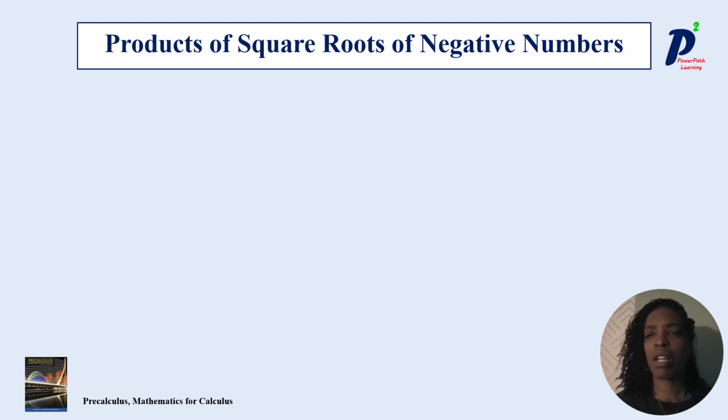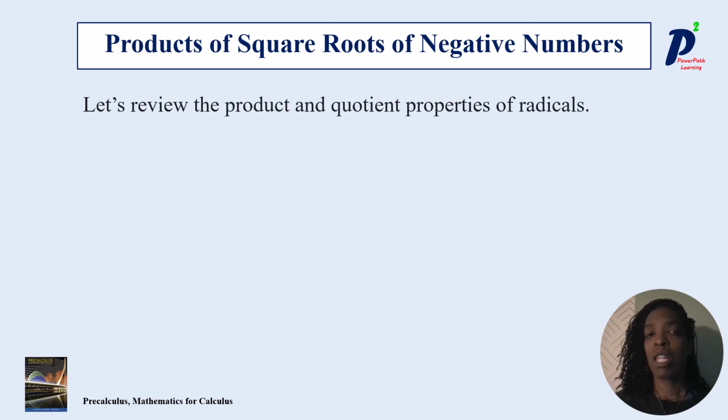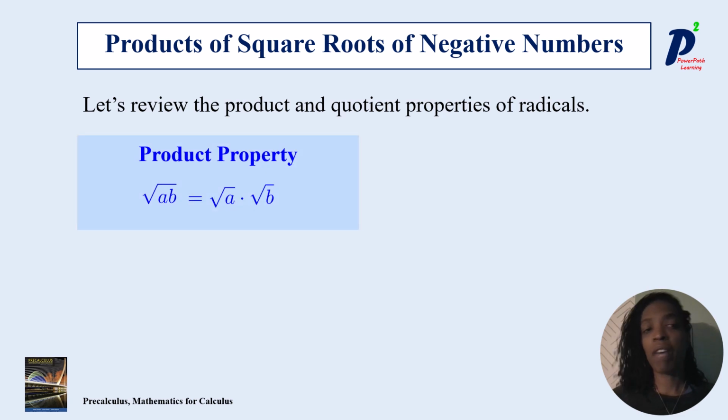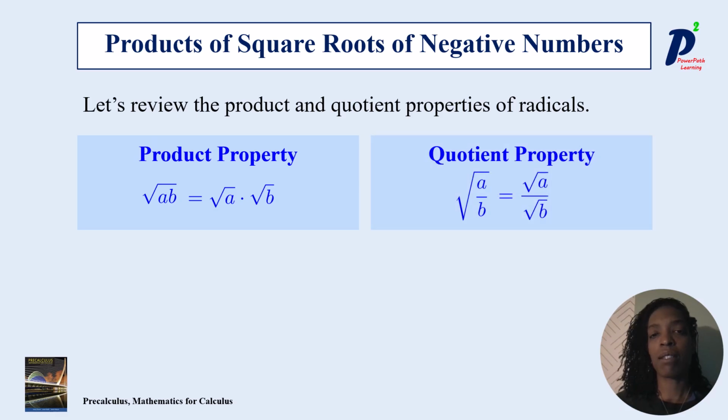Let's take another look at the product property and the quotient property. The product property is the square root of a times b equals the square root of a times the square root of b. The quotient property tells us that the square root of a divided by b is the same as the square root of a divided by the square root of b.